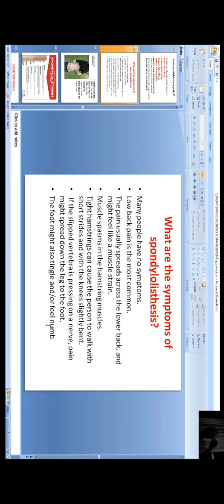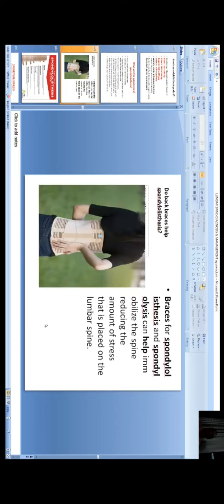Many people have no symptoms. Unless you take an X-ray, you cannot diagnose it. People may be asymptomatic. Low back pain is the common symptom. Pain some days spreads across the lower back and hip, and some days travels to the hamstring muscles, posterior thigh. Muscle spasms may occur. Tight hamstrings can be felt. Sometimes this can be associated with lumbar spondylosis, which may cause sciatic pain, tingling or numbness in the foot.